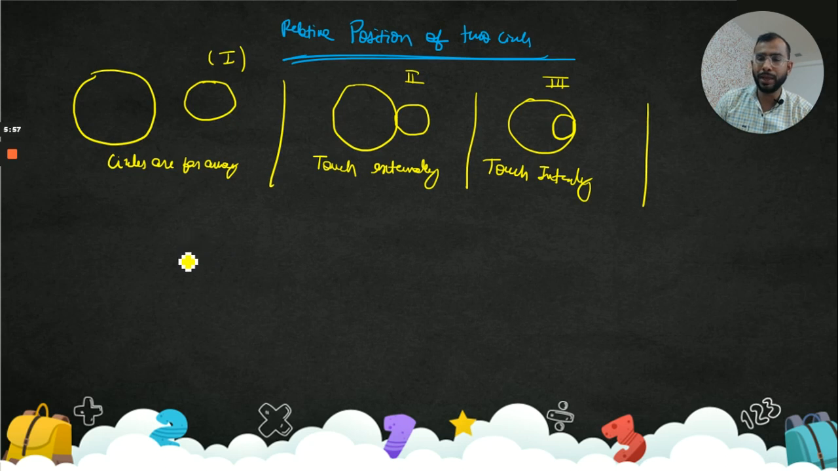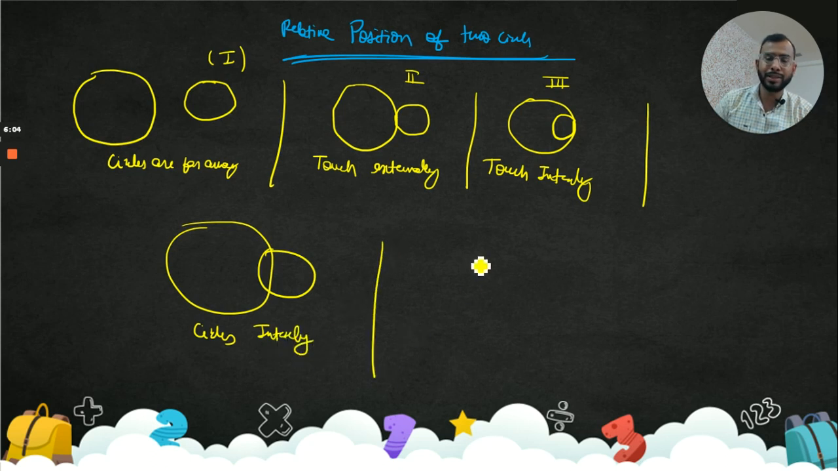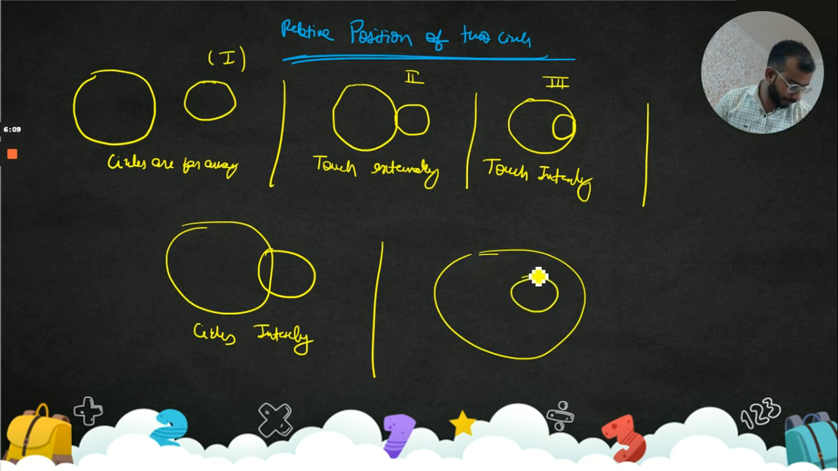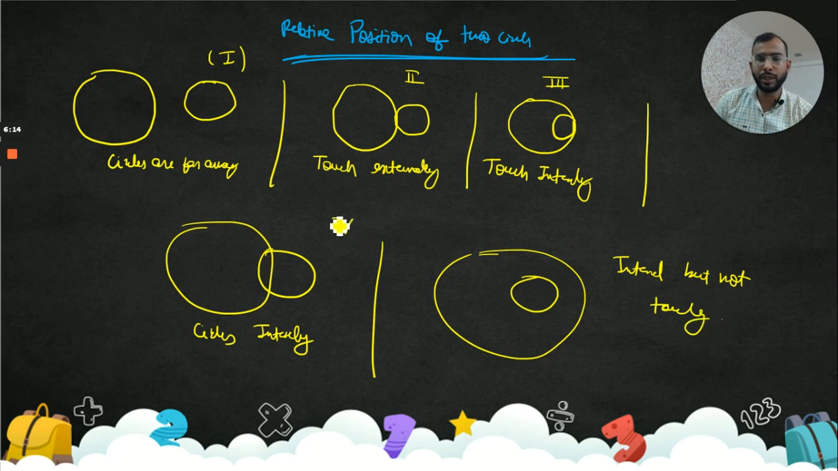What are the other cases? One case would be they are intersecting, circles intersecting. The next case would be they are inside but not intersecting. Internal but not touching. So these are the 5 cases possible: 1, 2, 3, 4, 5. Far away, touching externally, touching internally, circles intersecting, and internal but not touching. Okay, these are the 5 cases.